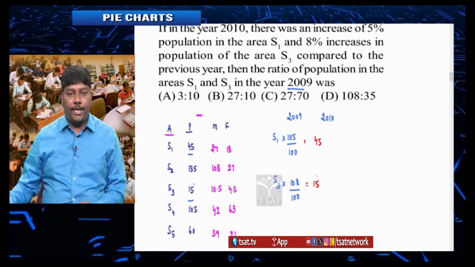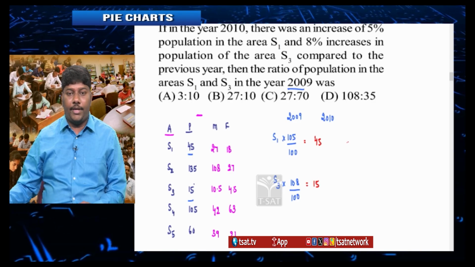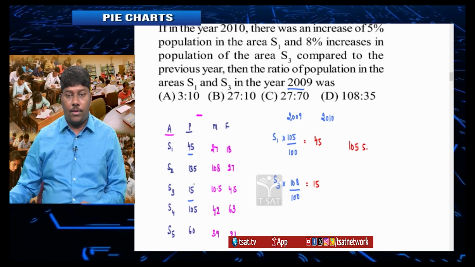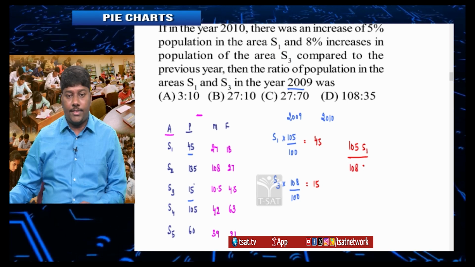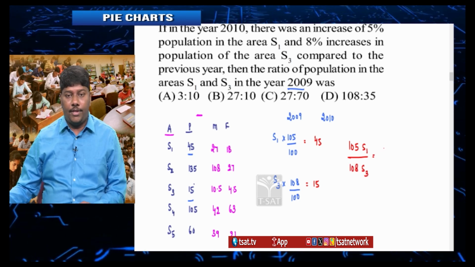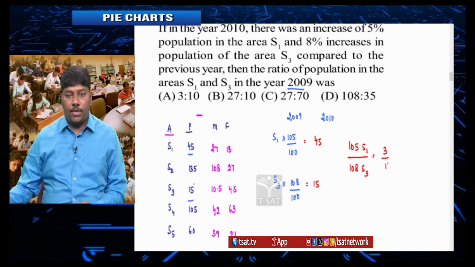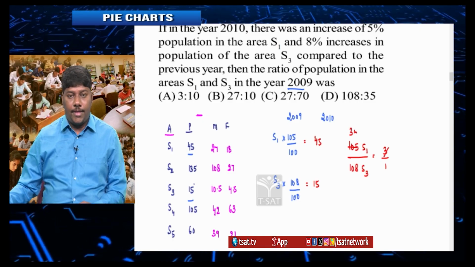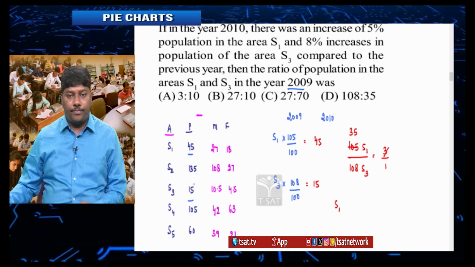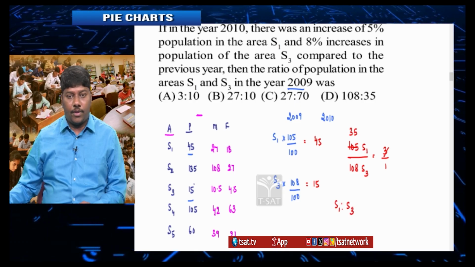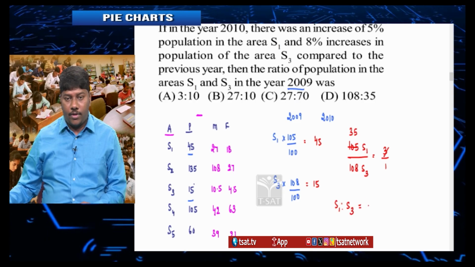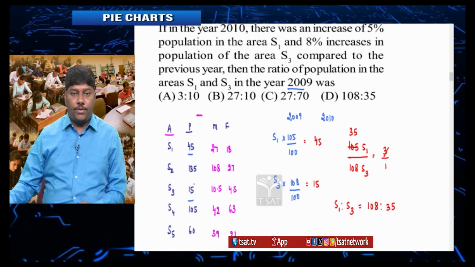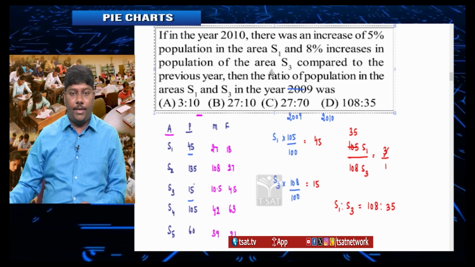Take equation 1 and equation 2 and then divide it. 100 gets cancelled. I would say 105 S1 by 108 S3 is equal to 45 by 15 S3 is to 1. Cancel this, 3 1s are 3, 3 5s are 15 here. Therefore, S1 is to S3 simply gives me 108 is to 35. So, S1 is to S3 gives me 108 and 35 here.